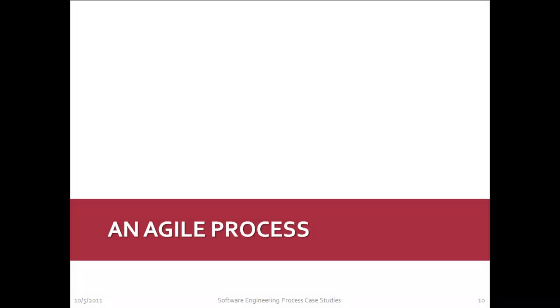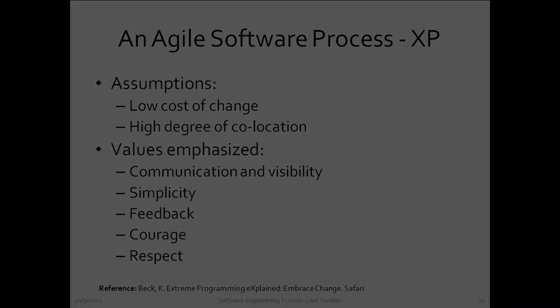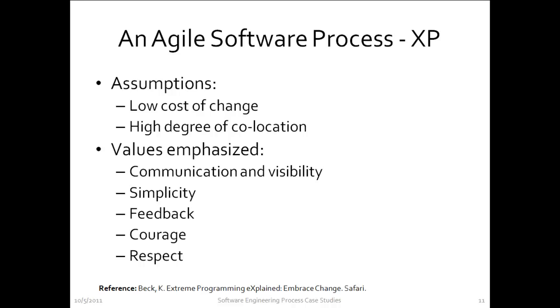Now let's look at a prototypical Agile process. Now that you've seen a structured software development process, see an Agile one. The example of an Agile process that we've chosen to show here is one known as XP, for extreme programming. The assumption behind XP, or really any Agile process, is that the cost of change is low. That is, if you make a design decision or an implementation decision, the cost of backing out from it and doing something else is low.